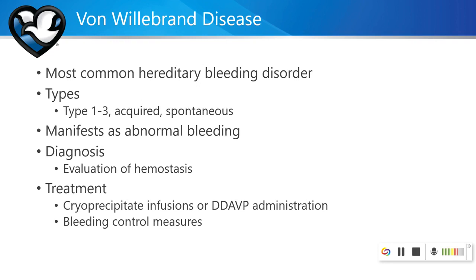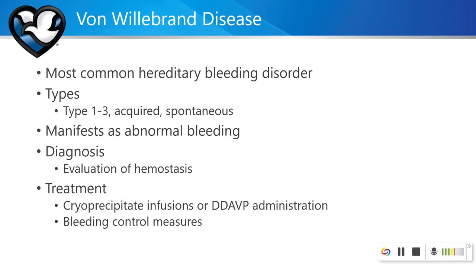There are several forms of von Willebrand disease, including type 1, which is the most common and mildest form, type 2, which leads to moderate or severe bleeding, and type 3, which leads to severe bleeding problems and is due to the lack of measurable von Willebrand factor and factor 8.